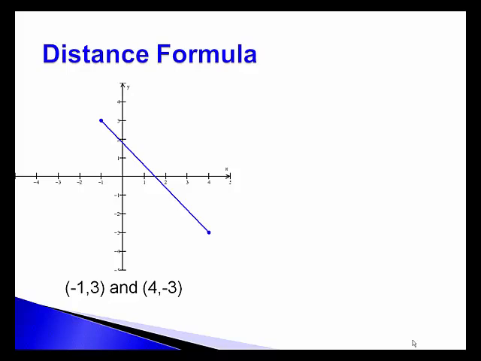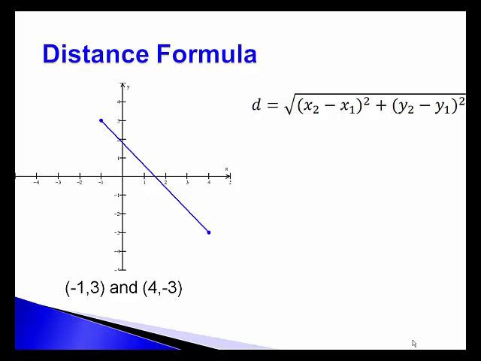If I give you 2 points, (-1, 3) and (4, -3), what I'm asking you is to find the distance between those 2 points. Or another way of looking at that would be to ask what is the length of the blue line that you see on the screen. In order to find this, I'll need the distance formula. The distance formula is equal to the square root of (x sub 2 minus x sub 1) quantity squared plus (y sub 2 minus y sub 1) quantity squared.